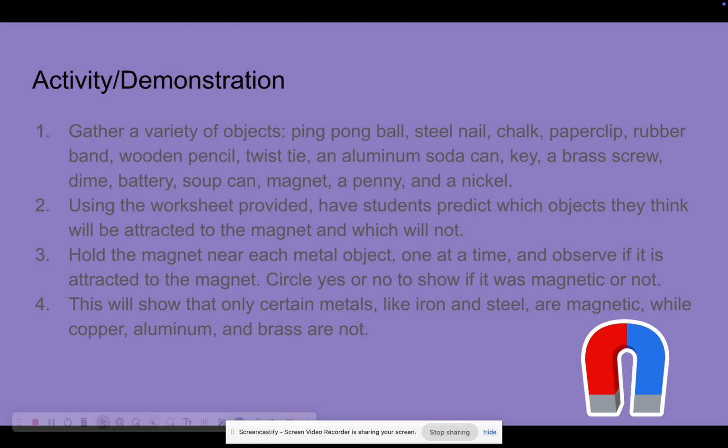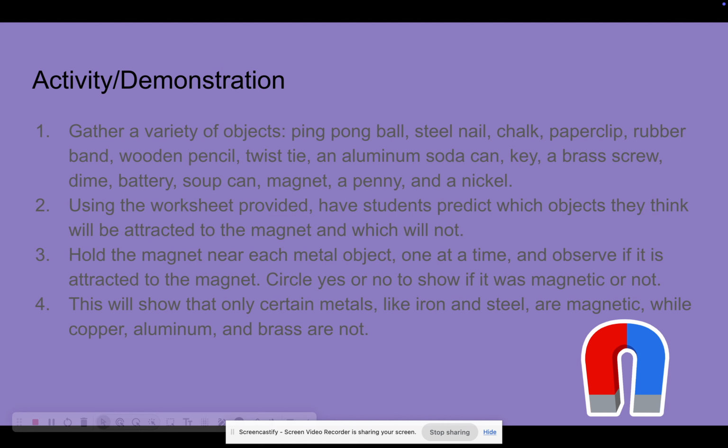And then on the next screen, I'll share with you the worksheet that the students get, where they will predict which objects they think will be attracted to the magnet and which will not. And then at that point, they'll each get a magnet. They'll hold the magnet near each metal object one at a time and observe if it's attracted to the magnet. And then circle yes or no to show if it was magnetic or not.